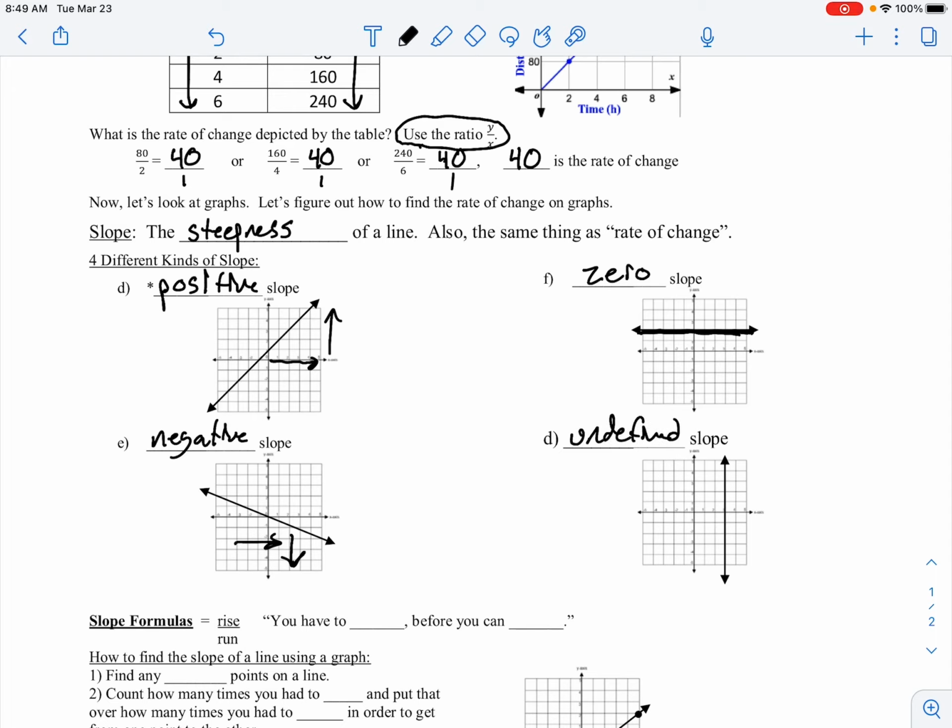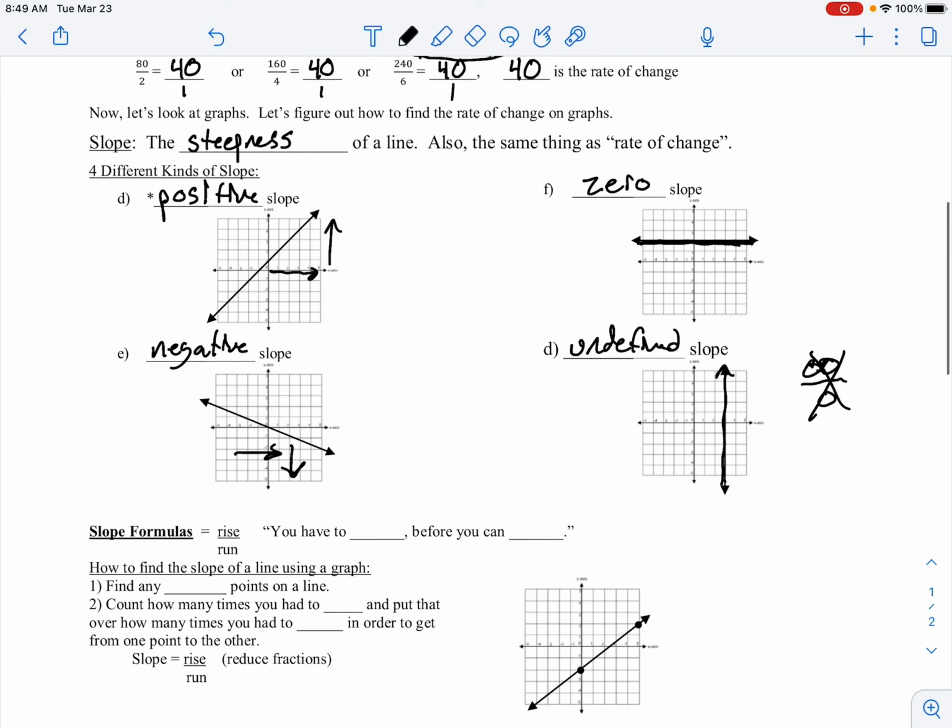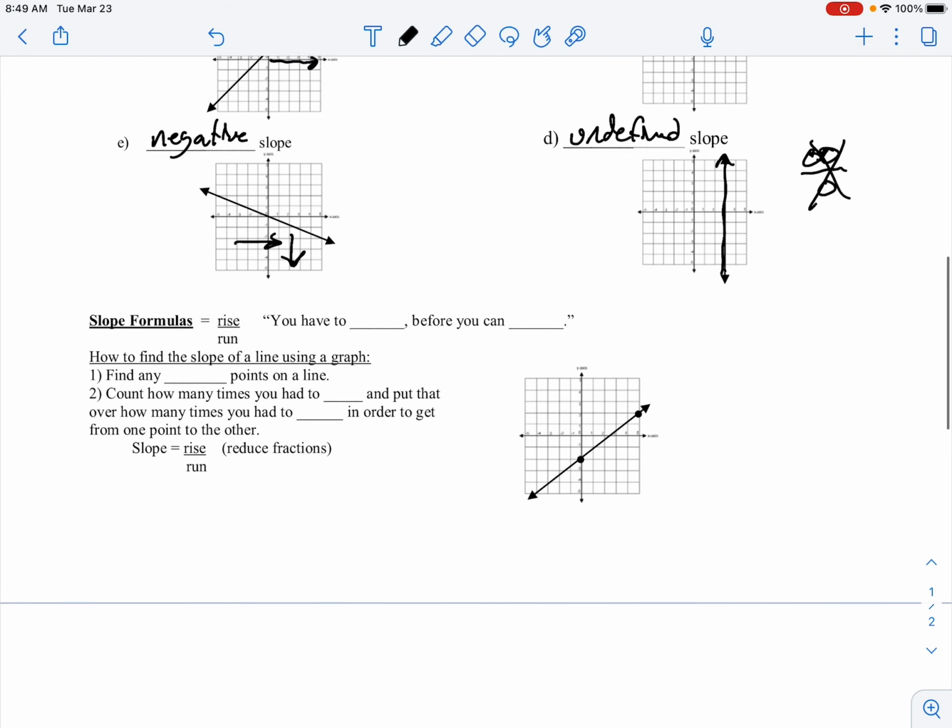And then we have undefined slope. So the reason we call that undefined is because if we calculate the slope, our rise is infinity, because that thing will keep going on forever. And our run is 0, because we're not moving left or right at all. So we cannot divide anything by 0, so that's why we call it undefined.